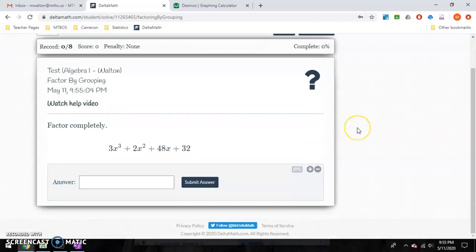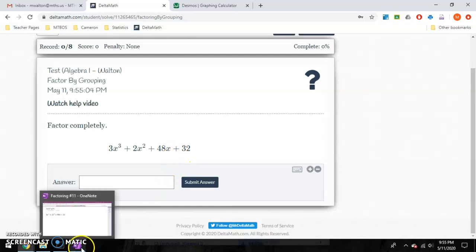Now we're going to learn a new type of factoring that we can use for four terms. In this one we have 3x cubed plus 2x squared plus 48x plus 32. And we have four different terms. We've learned how to factor binomials and we've also learned how to factor trinomials, but four terms is something new. So let's go ahead and look at how to factor this.